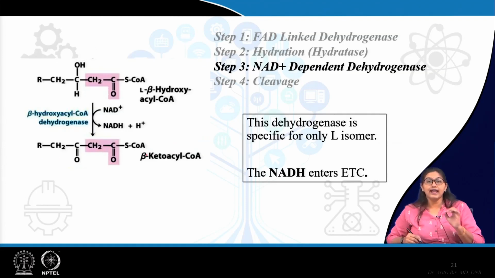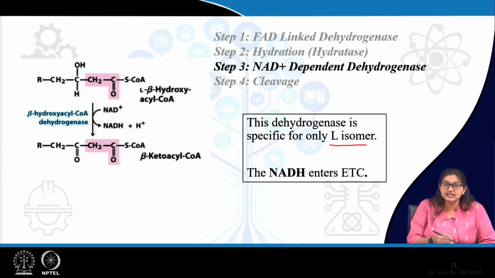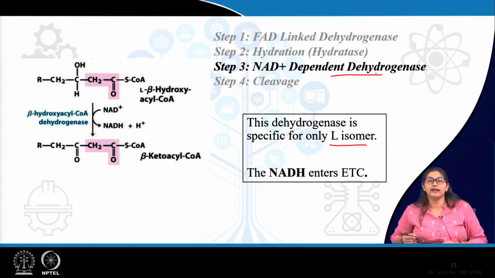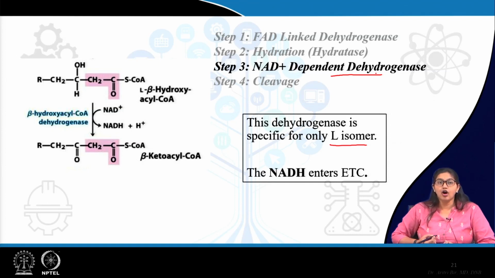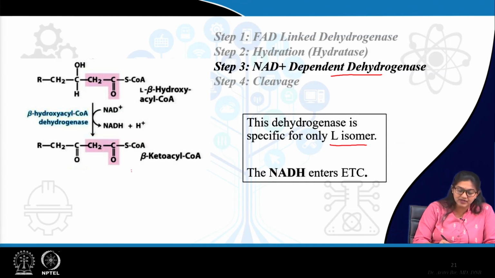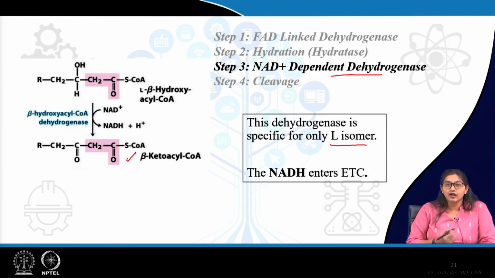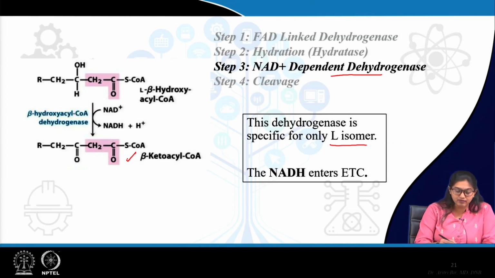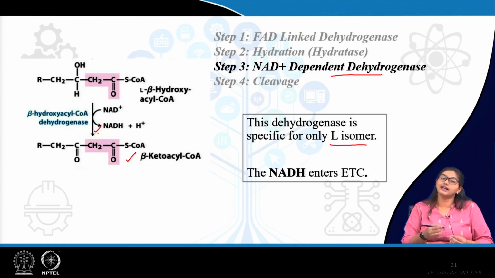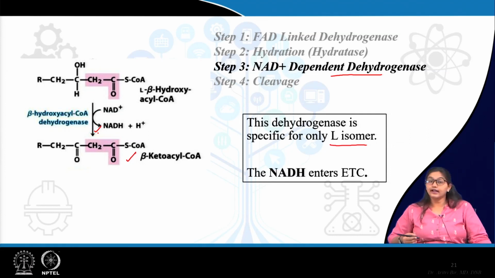stereoisomer, and now the L stereoisomer is acted upon by the enzyme NAD dependent dehydrogenase. So, once again NAD dependent dehydrogenase is specific for the L isomer of beta hydroxyacyl coenzyme. Finally, what is formed is beta ketoacyl coenzyme. So, another electron is transferred to NAD and forms NADH. Once again this NADH enters the electron transport chain of mitochondria.